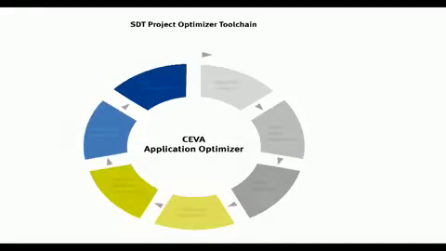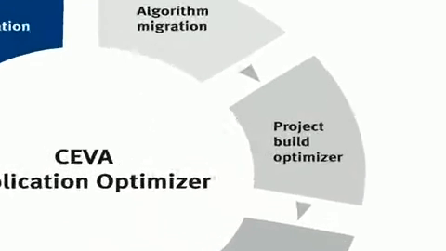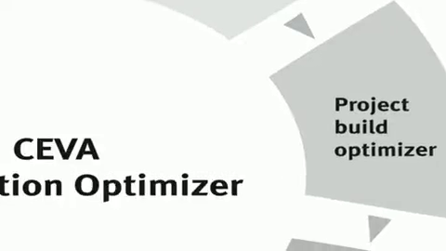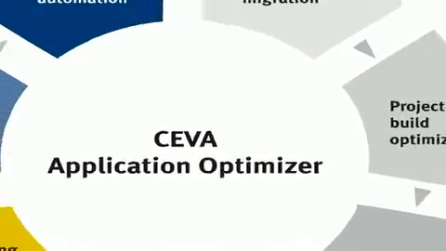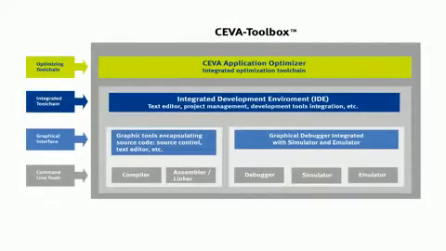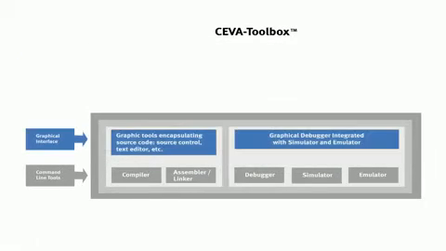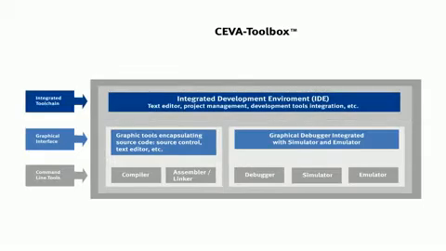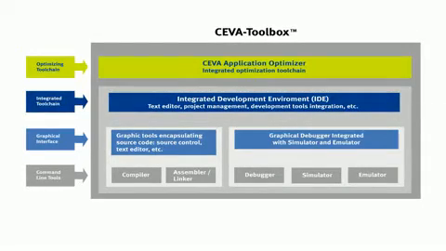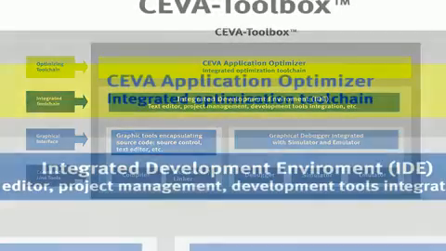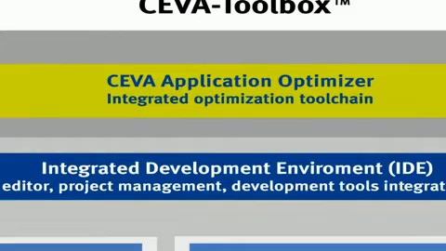The Project Build Optimizer is just one element of a complete optimization toolchain recently announced by Ceva. In the diagram below, you can see the various layers of the optimizing toolchain, starting from command line tools, graphical interface, integrated toolchain, and finally, the Ceva Application Optimizer that enables the process of software optimization in pure C-level.